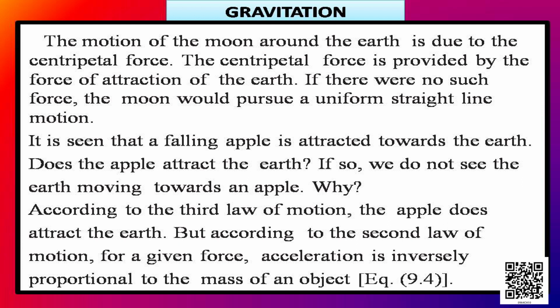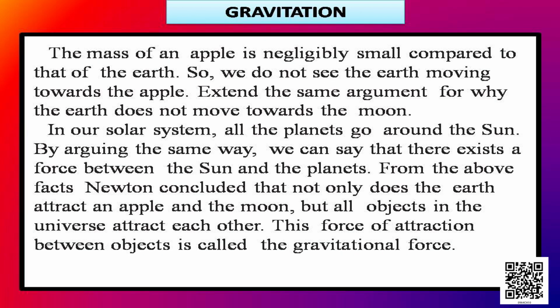It is seen that a falling apple is attracted towards the earth. Does the apple attract the earth? If so, we do not see the earth moving towards an apple. Why? According to the third law of motion, the apple does attract the earth. But according to the second law of motion, for a given force, acceleration is inversely proportional to the mass of an object. The mass of the apple is negligibly small compared to that of the earth. So, though there is a force of attraction, because the mass of the apple is very, very low in comparison to the mass of the earth, we do not see the earth moving toward the apple.